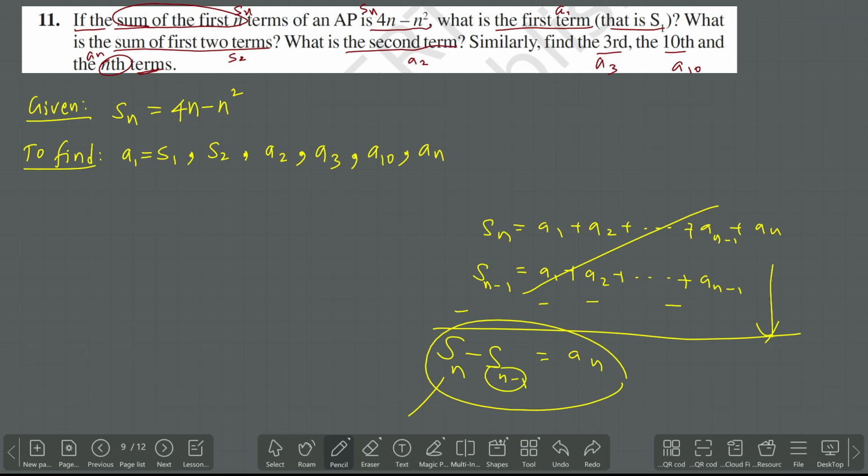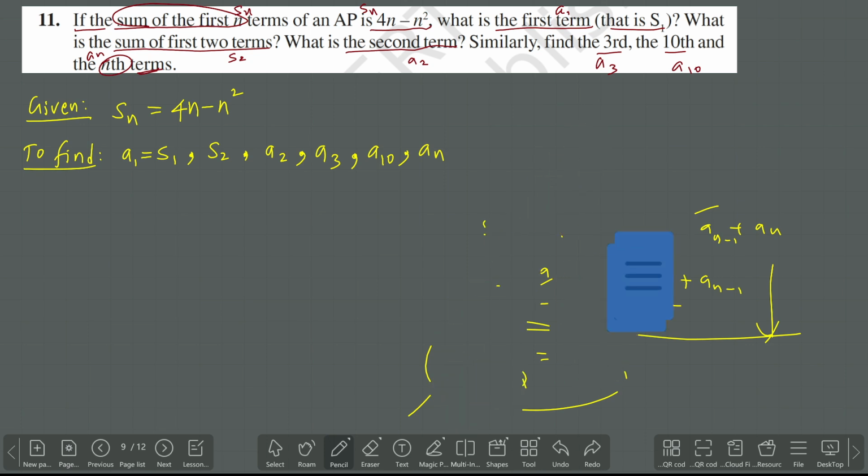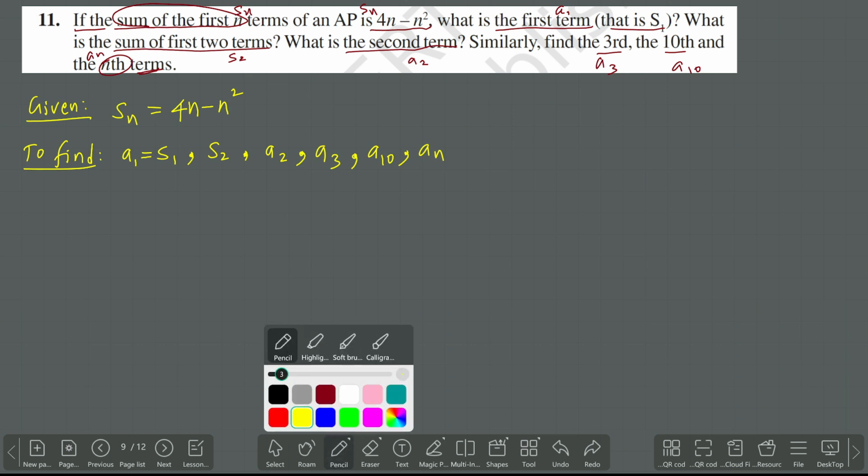Can I use this formula, or can I go with the normal method which we know? The normal method which we know doesn't need this extra formula. Okay, the extra formula is not needed, but this is an idea you can use. Sn minus Sn minus 1 gives An, and very easily you can complete. But if you are not aware of that, we can go with what we know.